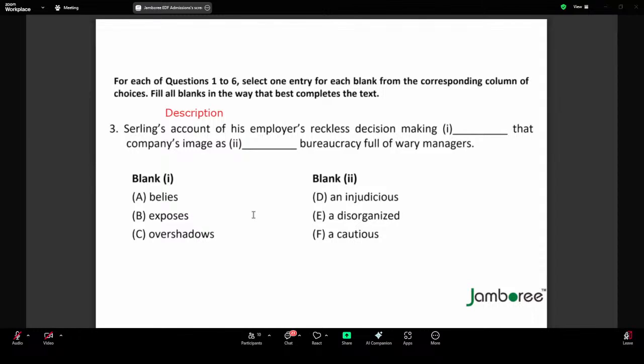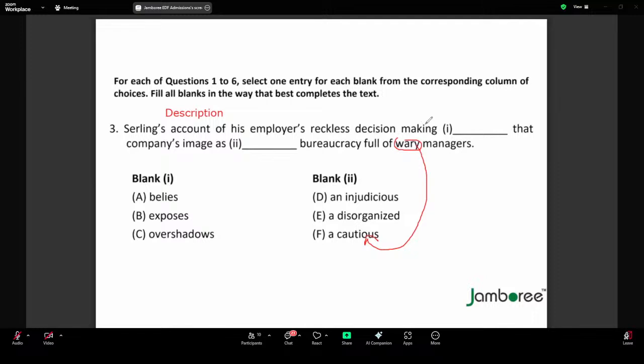All right. So Serling's account employed reckless decision making. So this person describes reckless decision making people. We don't know what is here, something to the company's image. But they're saying they're full of wary managers. Wary is cautious, careful.